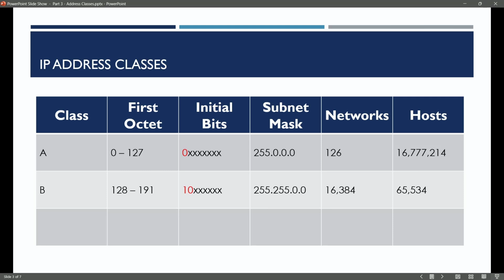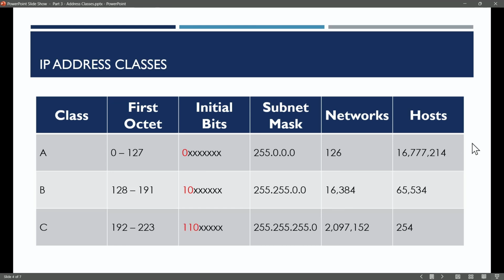This numbering scheme can create 16,384 networks, and each network can have 65,534 hosts. By the way, if you're wondering where these numbers come from, we will actually, in a later video, show you how easy it is to calculate those.